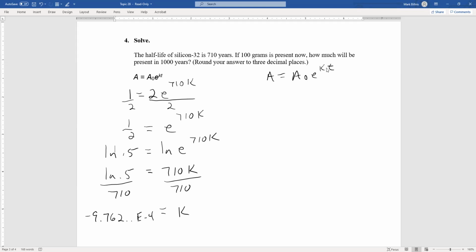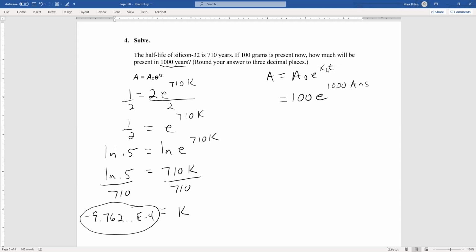Okay, so it says if 100 grams is present now, so remember now is that A sub 0. So that's where we put in the 100. We have our base E. We know what our K is, and we know what our T is. In this case, it says 1,000 years. So T is 1,000. And again, I'm going to use ANS to refer to that number I'd be plugging in for K.